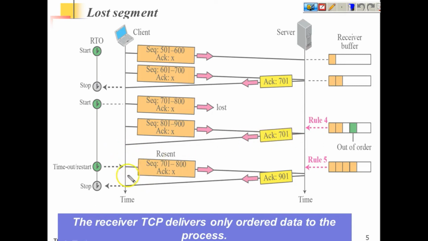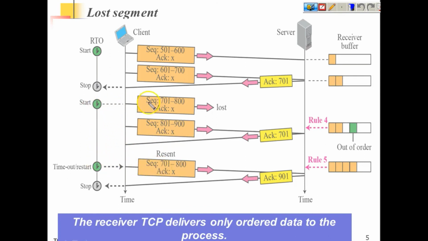Now you can see here, whenever a packet is delivered, there is a kind of timer called the RTO timer, the retransmission timer. Whenever the packet is delivered, this timer will be started and will wait for the value of the RTO. If within this time no acknowledgement is received, then the packet will be retransmitted.